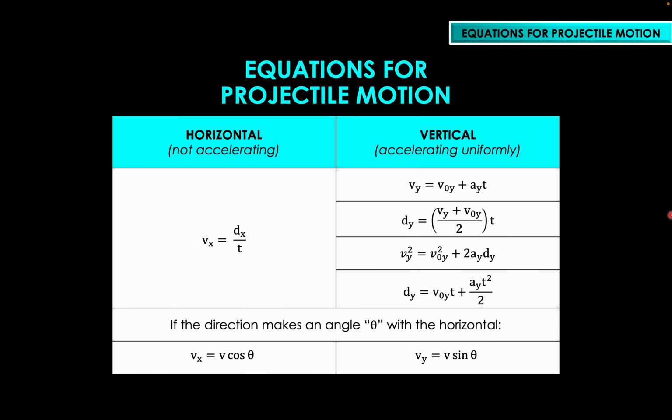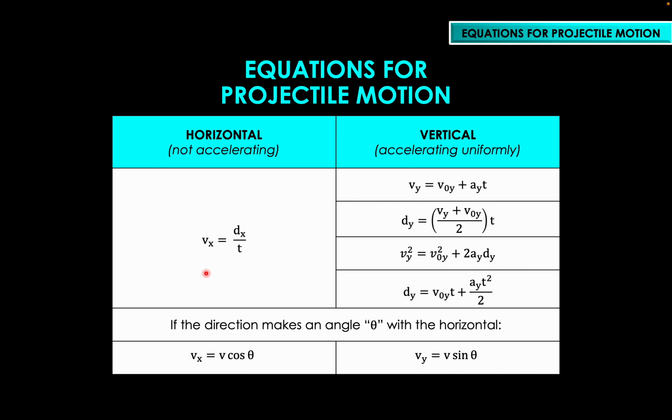Next, we're going to proceed to the equations that you will encounter in projectile motion and that you're going to use when solving projectile problems. First thing, I want you to notice that we have this table and it's divided into 2 columns, so horizontal and vertical. The reason is because we have different sets of equations for x component and y component, simply because horizontal motion of projectile is not accelerating, it's constant velocity. But for vertical motion of a projectile, it's accelerating uniformly.